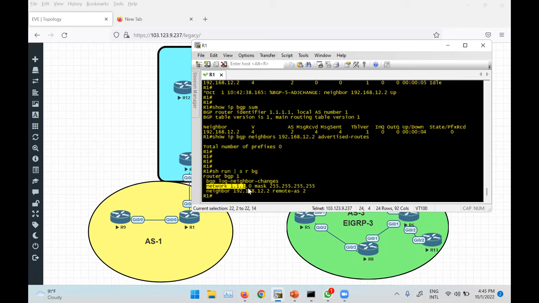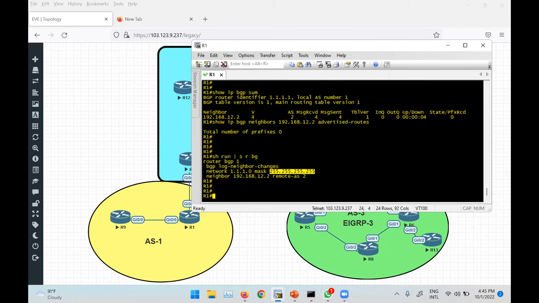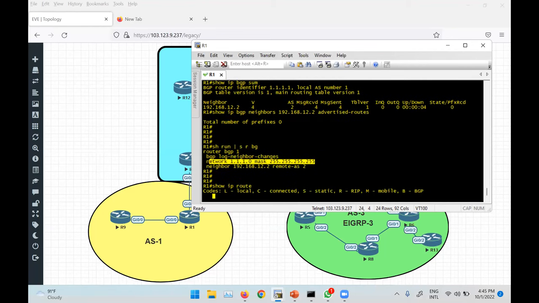When you are advertising something like network 1.1.1.0 and mask 255.255.255.0, you have to have an exact match in your route table. If you don't find network 1.1.1.0 with mask 255.255.255.0, BGP will not advertise the route to its neighbors. Now check whether you have the same network with the same mask in your routing table. For checking the routing table, show ip route is the command.